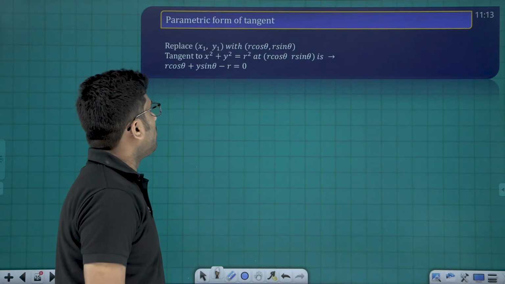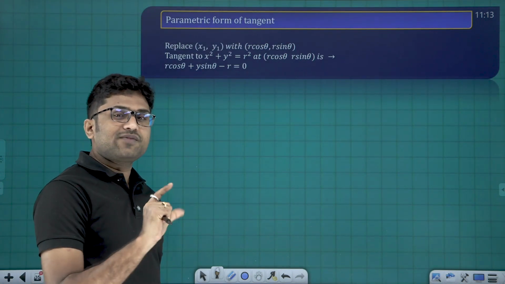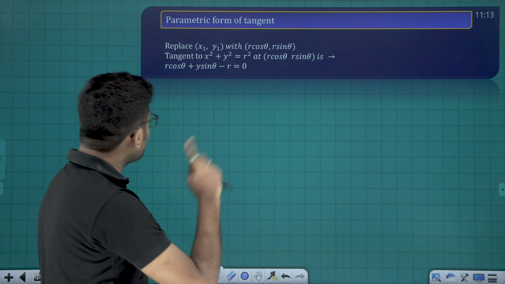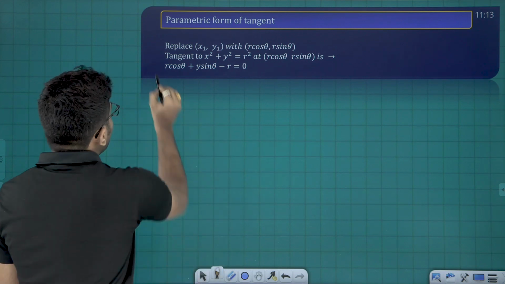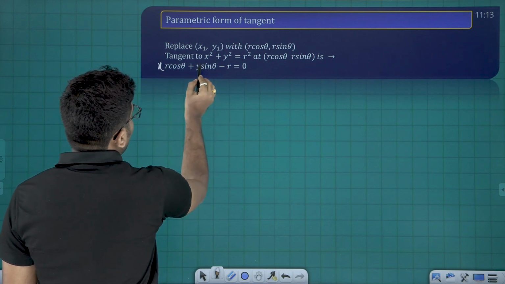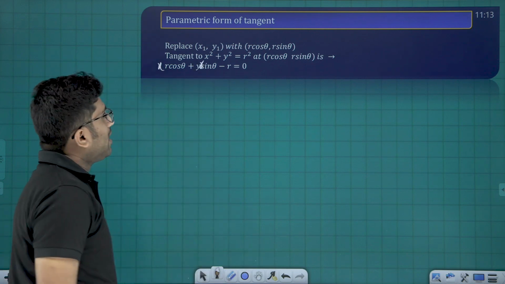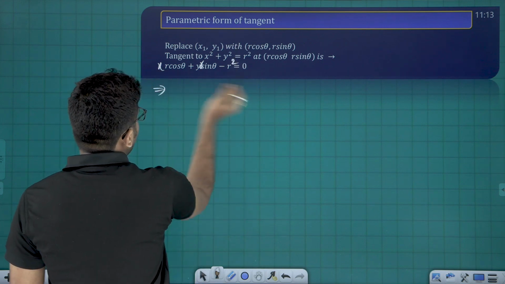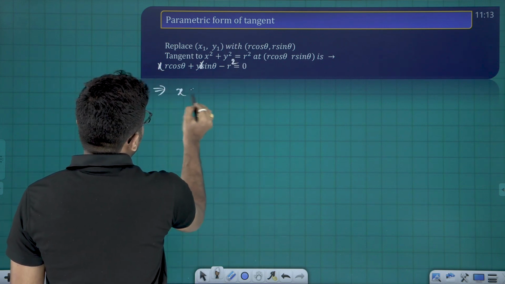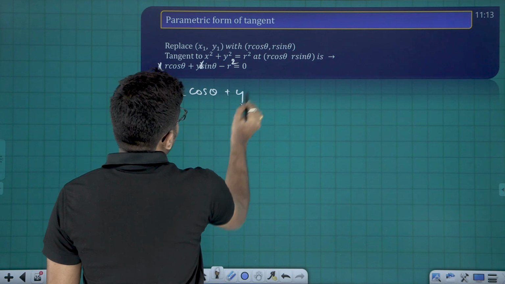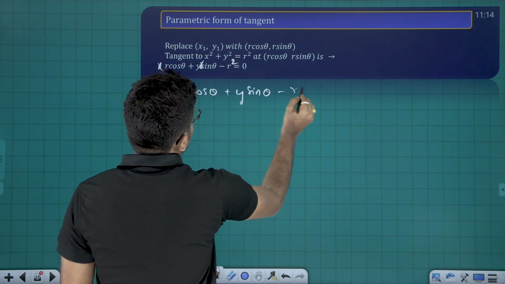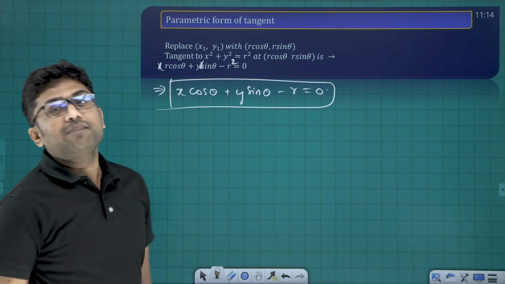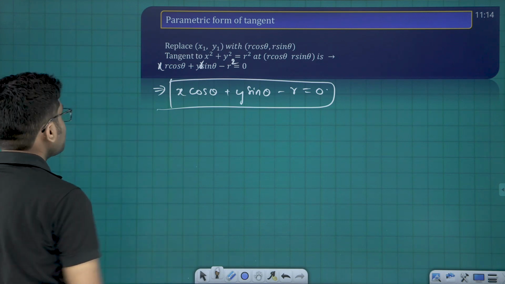Parametric form of tangent. That means in place of x1, y1 we have r cos theta, r sin theta. So x into r cos theta plus y into r sin theta minus r square is equal to 0. In that case, what do we get? If you take r common, then x cos theta plus y sin theta minus r is equal to 0 is the equation of the parametric form of tangent.